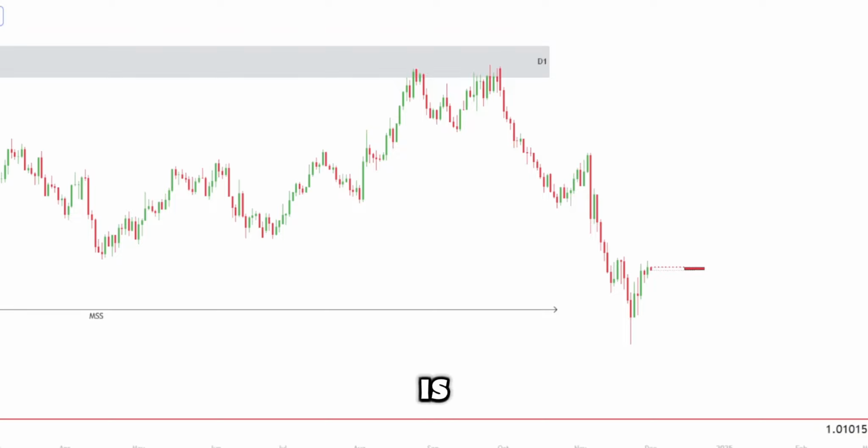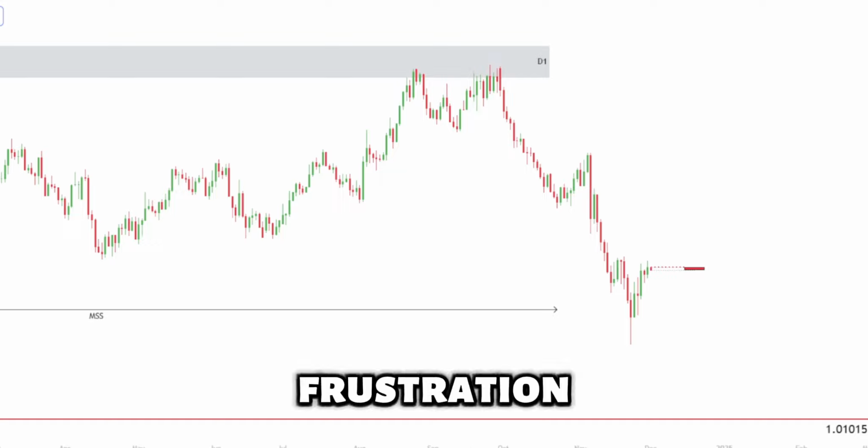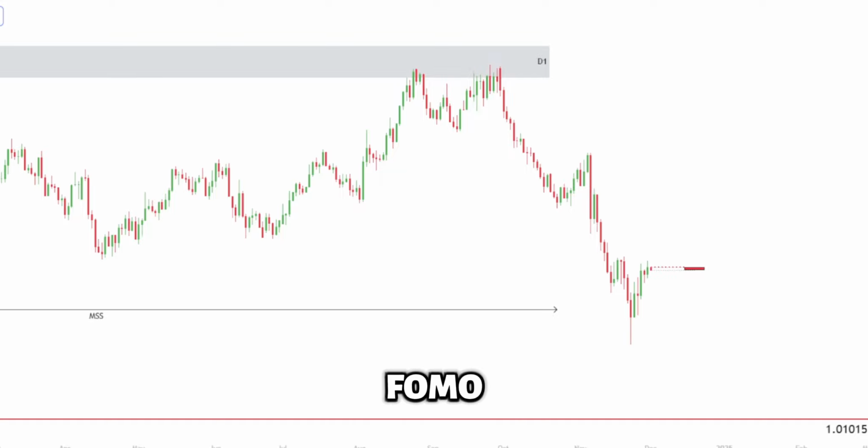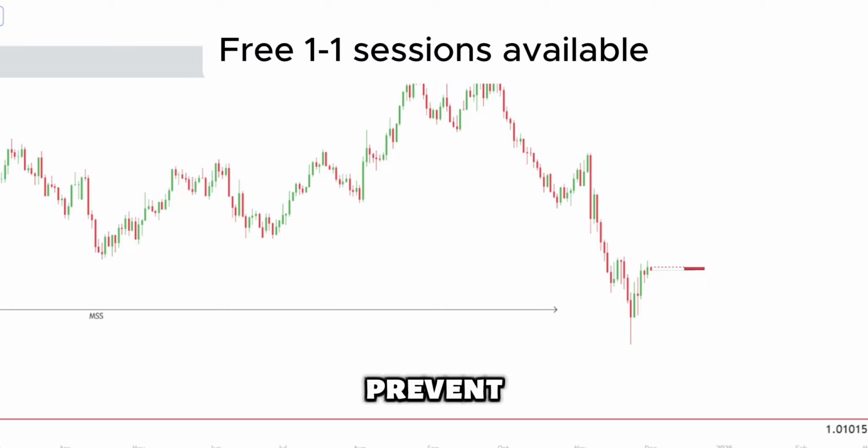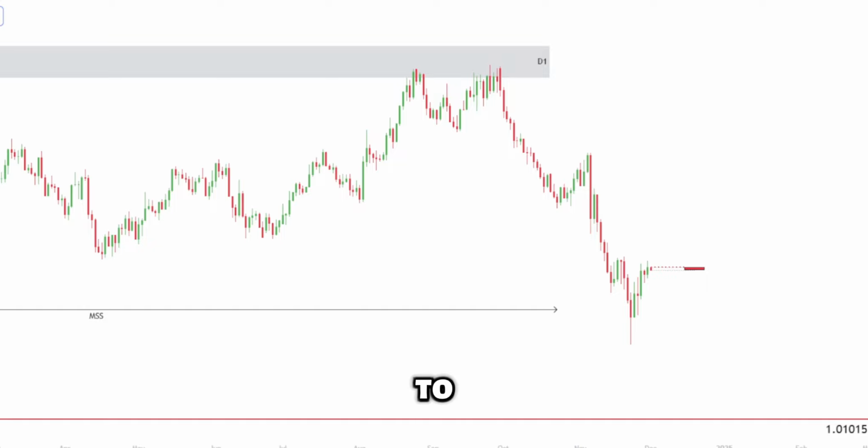Being in drawdown is the biggest reason why traders end up failing their challenges, through frustration or revenge trading or FOMO, whatever it is. But drawdown is the biggest thing. So how can we prevent drawdown? When you understand the higher time frame bias, you are more likely to avoid drawdown. So let's explain how you can avoid drawdown.